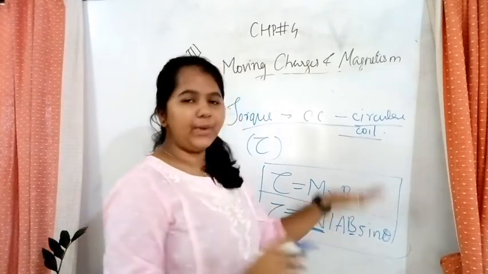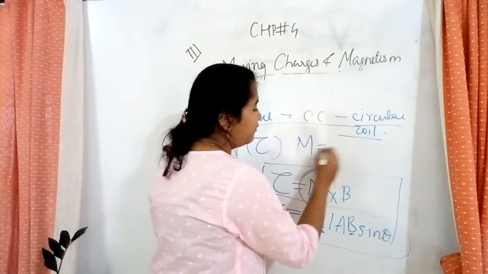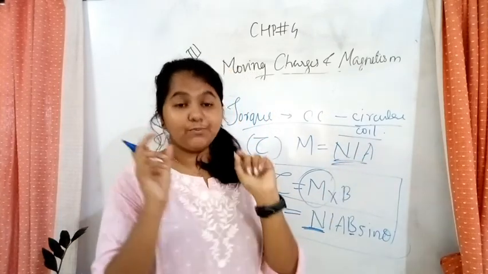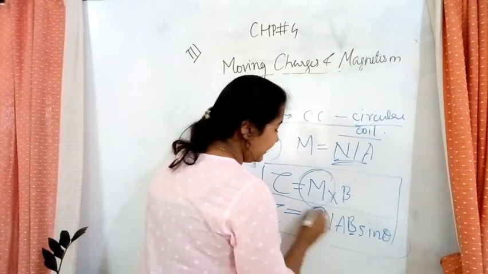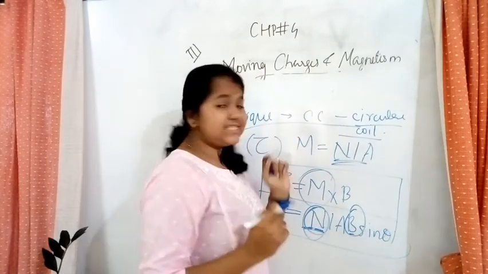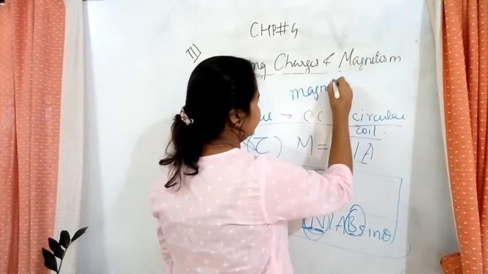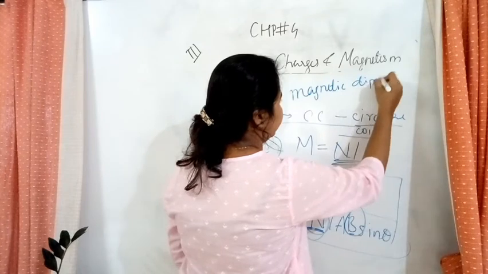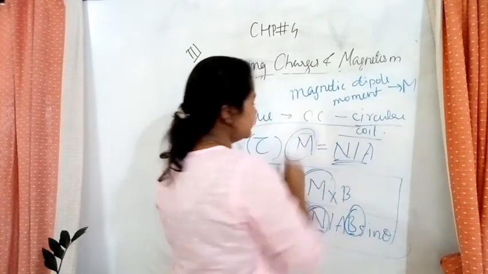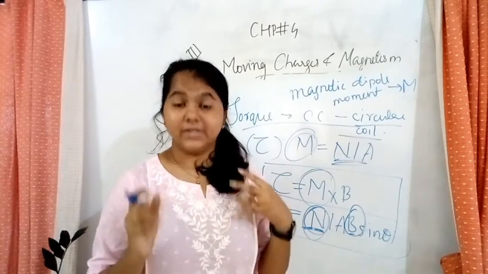Actually, if you equate these equations, what can you find out? You know that m is equal to NIA. Am I right? Did you find that? So theta is the angle between this vector, the normal, and the direction of magnetic field. This quantity m is known as the magnetic dipole moment. And if NIA is its equation, then what would be its dimension?